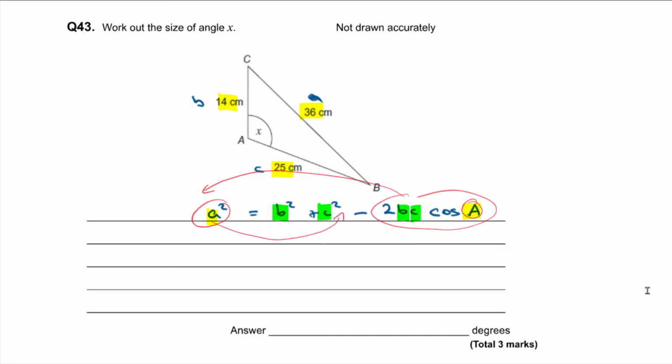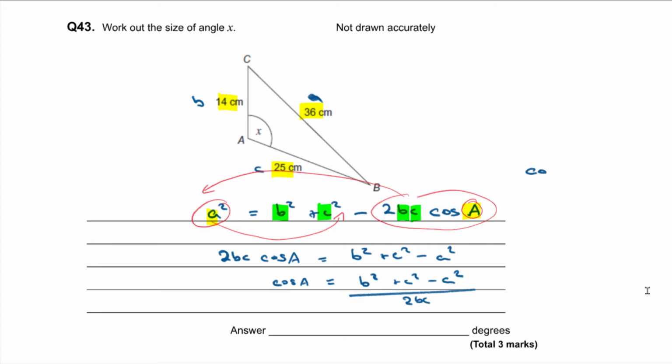I'm going to rewrite this as 2BC cos A is equal to B squared plus C squared minus A squared. And then finally, dividing through by 2BC, I'm going to get cos A is equal to b squared plus c squared minus a squared over 2bc. Okay? Now, once I got it written like that, then I can sub into it, can't I?